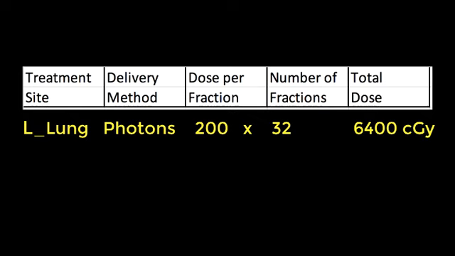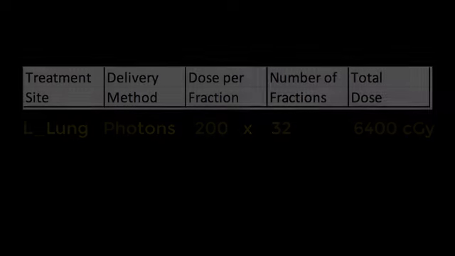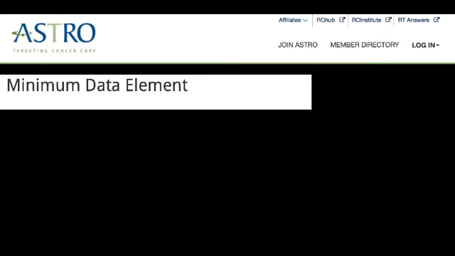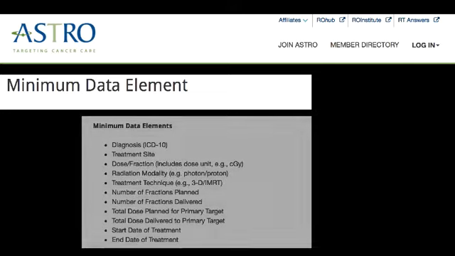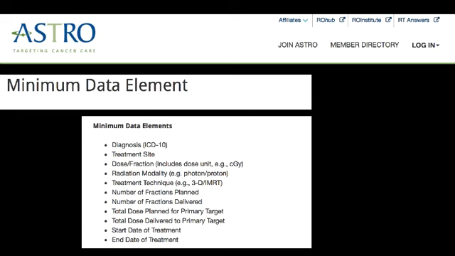Incidentally, also related to this, the Society is advocating for a minimum data element set that should go with a treatment prescription. And that includes the dose, but other things as well. So let me just mention it here. So here are the minimum data elements listed: diagnosis, treatment site, we just saw, dose per fraction, modality, treatment technique, number of fractions planned, number of fractions delivered, total dose planned, total dose delivered, and then the start and end date of treatment.